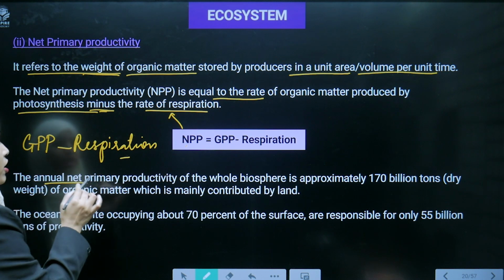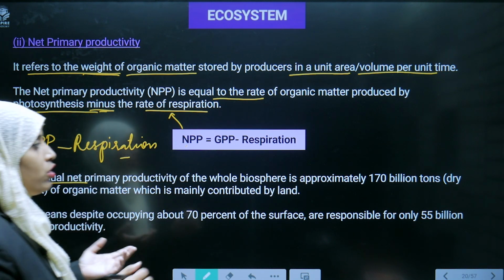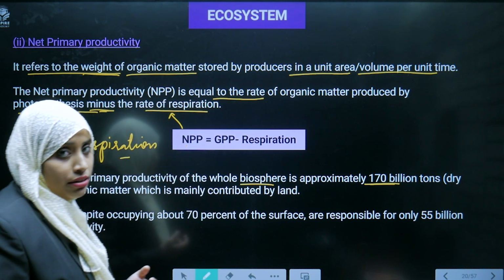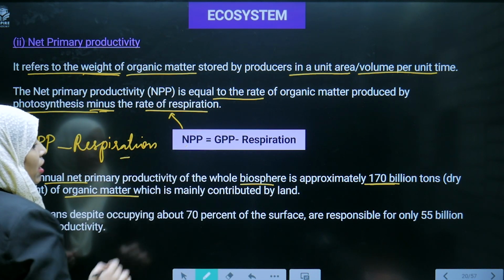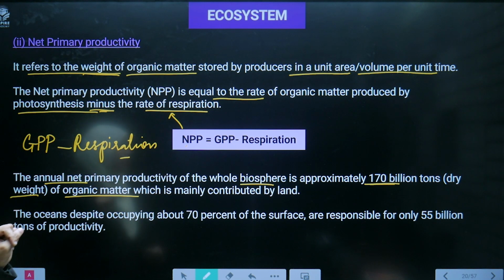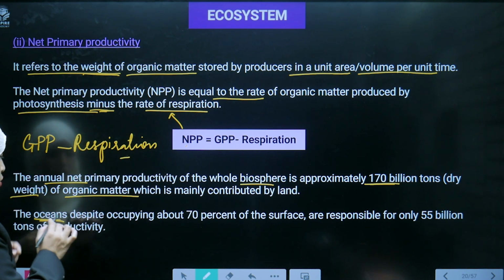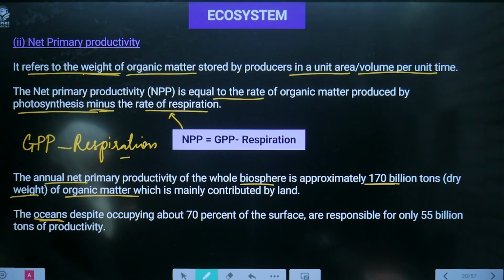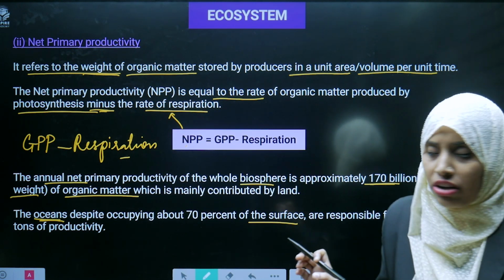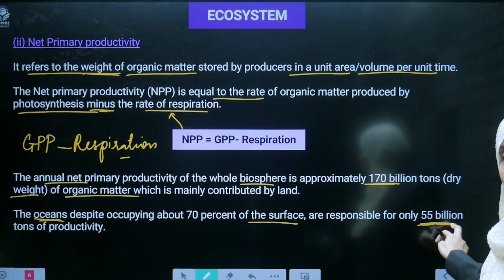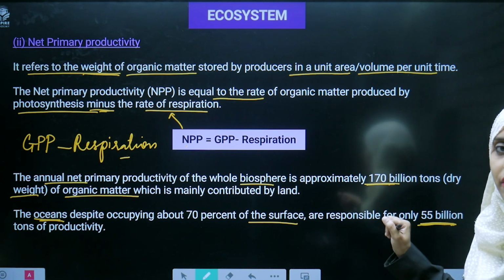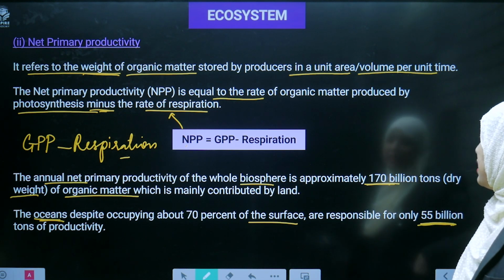So if we compare the annual net primary productivity of the whole biosphere, the total annual net primary productivity is 170 billion tons. Okay, it is dry weight of organic matter, which is mainly contributed by land. Ocean, despite occupying 70% of the surface, is responsible for only 55 billion tons of productivity. The ocean's productivity is just 55 billion tons, and the land part, out of the total 170, contributes 115 billion tons.